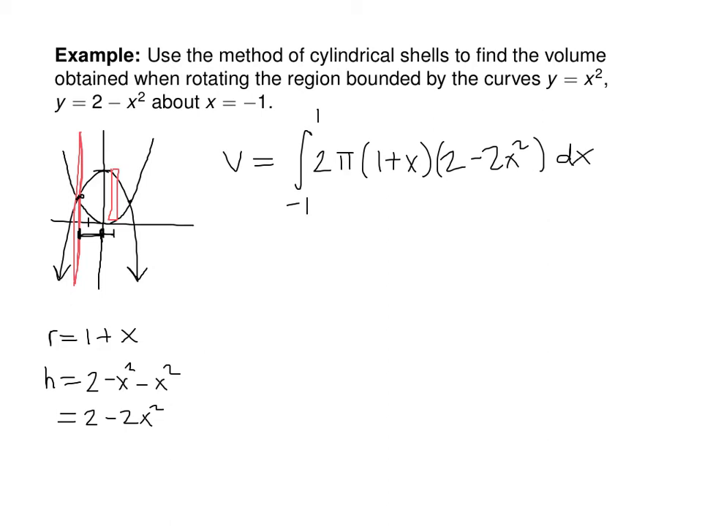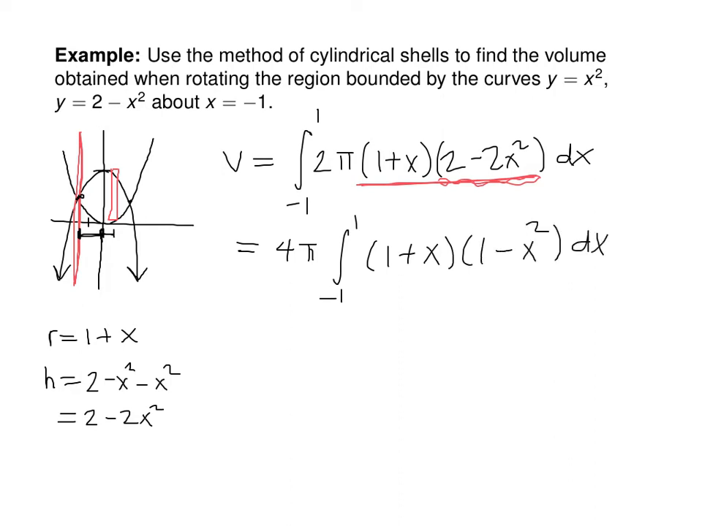Now when you compute this integral, those must be multiplied together. Don't go making up rules for integration. And you also can factor out a 2 from that second binomial, and that will give you 4 pi times the integral from negative 1 to 1, 1 plus x, times 1 minus x squared dx. When you work on all the details, you should end up with 16 pi over 3.